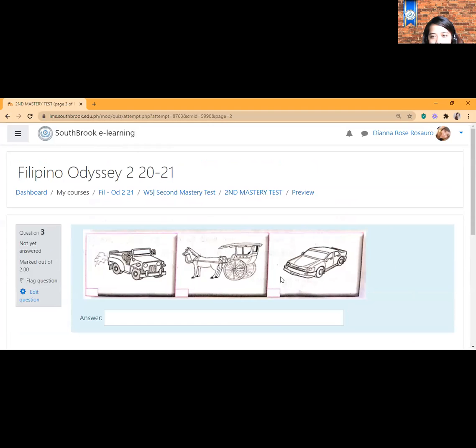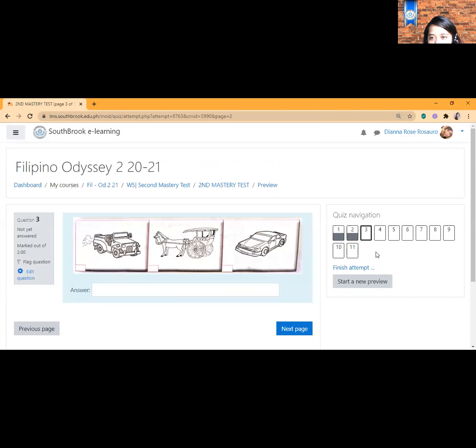How about here? In terms of the cars, which one do you think is the oldest and the newest? 2 is the oldest. And the newest is... So how will you arrange this one? And the middle is the jeepney. So it's 2, 3, 1.